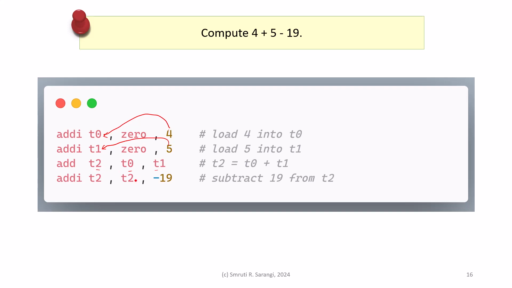And then I want to subtract 19, but as I said, I don't have a sub-I instruction. I don't need it. Instead, I use the add-I instruction and I just add minus 19, which is tantamount to subtracting 19. So in this case, I add minus 19 to T2 and the result is in T2 itself, which is the final result. So let us keep going further.